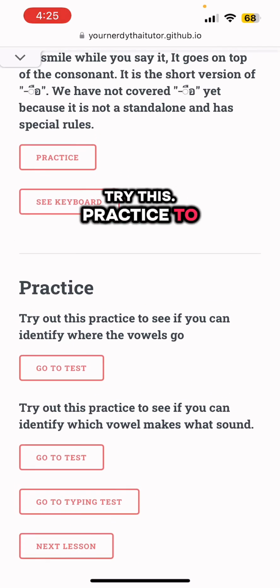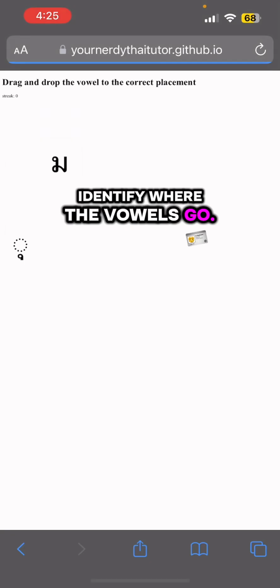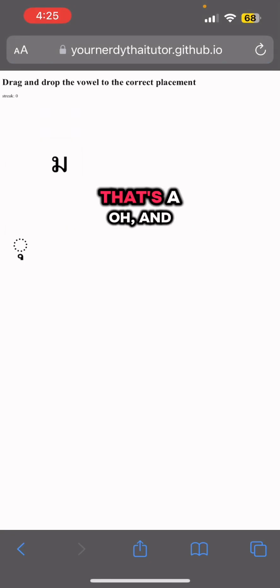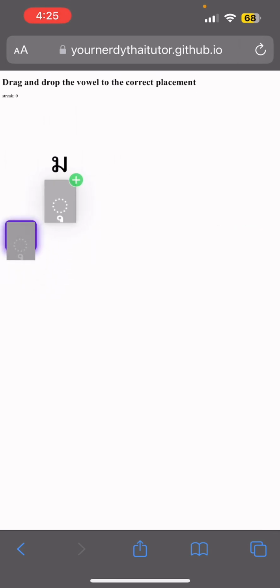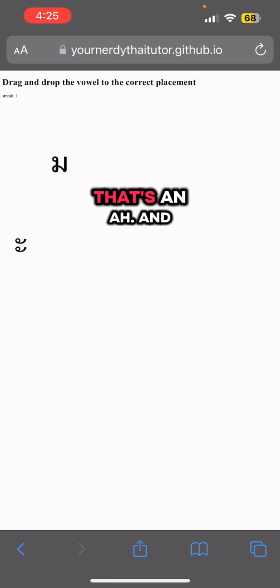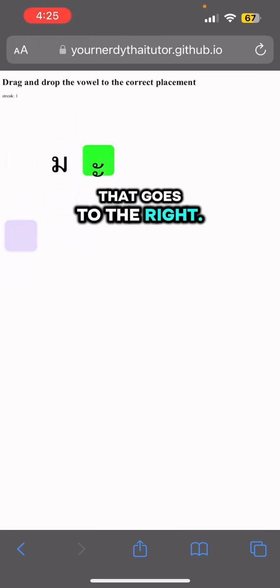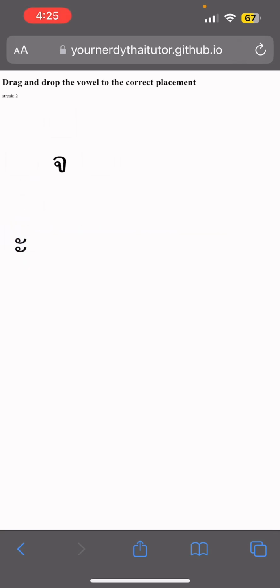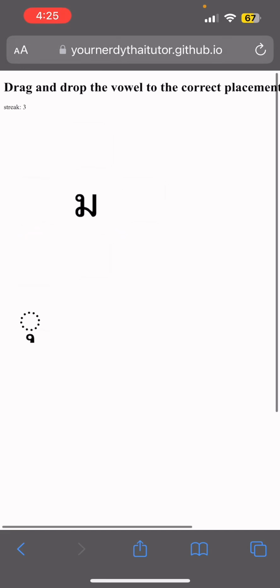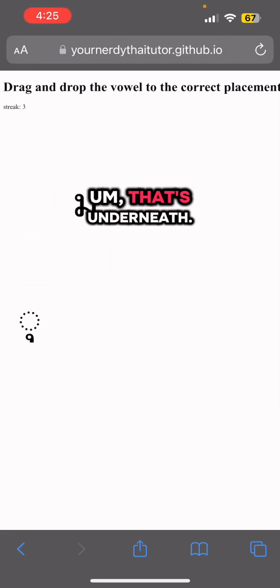Try this practice to see if you can identify where the vowels go. Okay, that's an oo, and that goes underneath. That's an ah, and that goes to the right. That's the same thing again. Boom. Um, that's underneath.